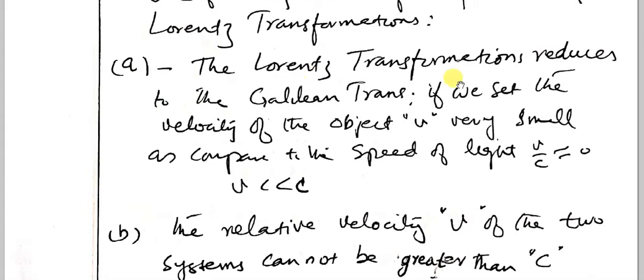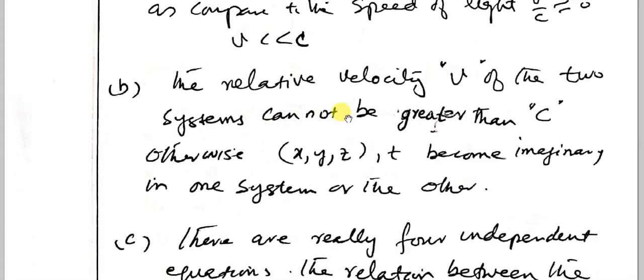A. The Lorentz transformation reduces to the Galilean transformation if we set the velocity of the object v very small as compared to the speed of light. That is, v over c is very small, negligible. Then v is smaller than c. B. The relative velocity v of the two systems cannot be greater than c, otherwise x, y, z, t become imaginary in one system or the other.